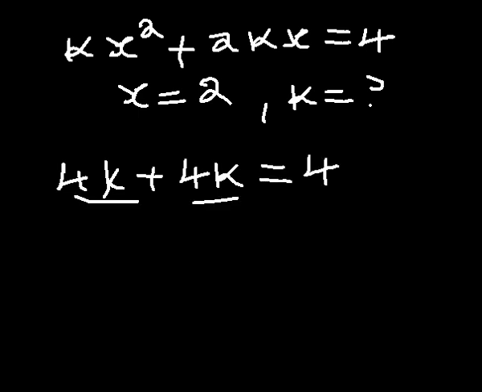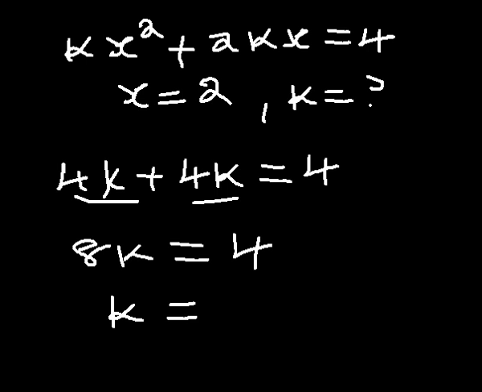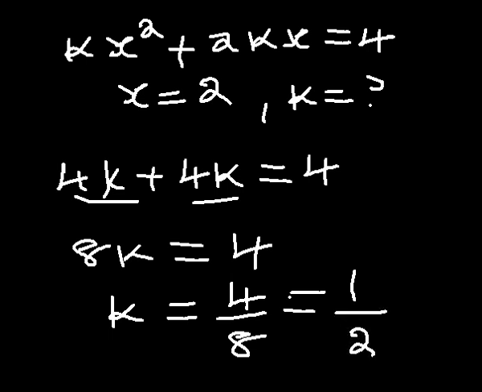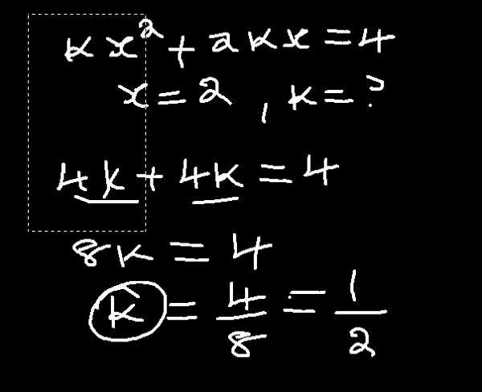Now these are the like terms, we just have 8k. That will be given as 4. Hence k will be given as 4 over 8. That is the same as 1 over 2. So this is the value of k in that case.